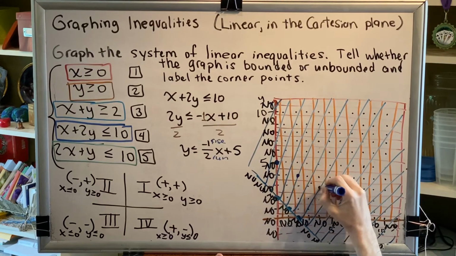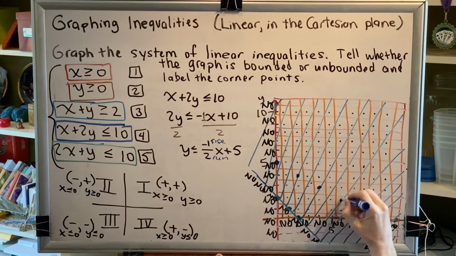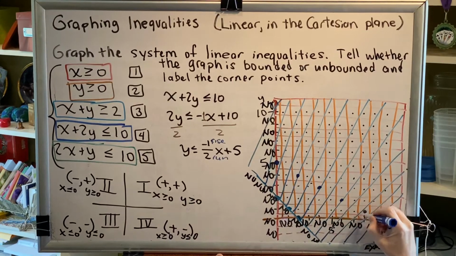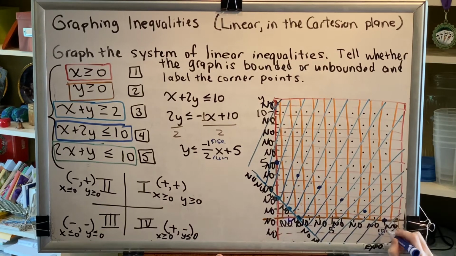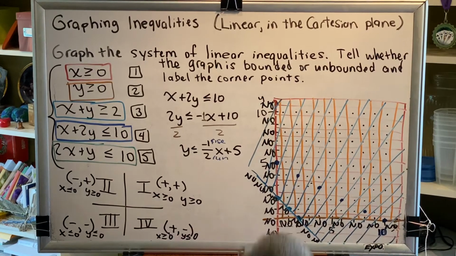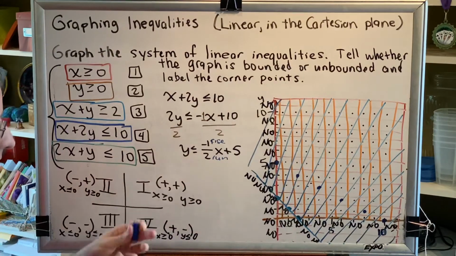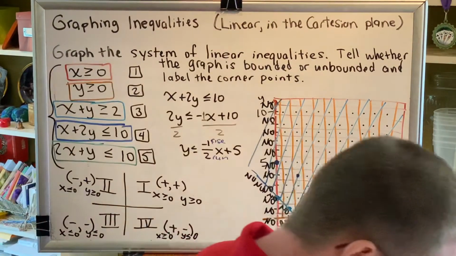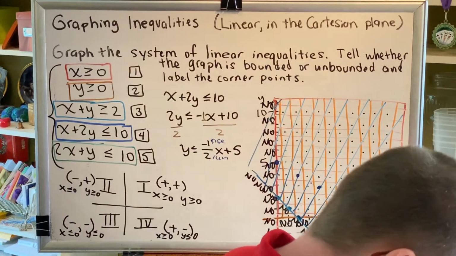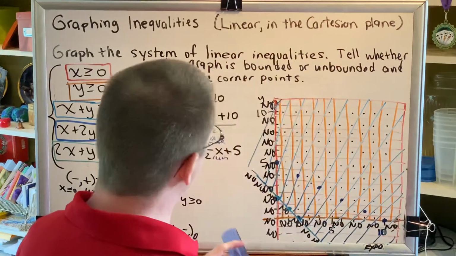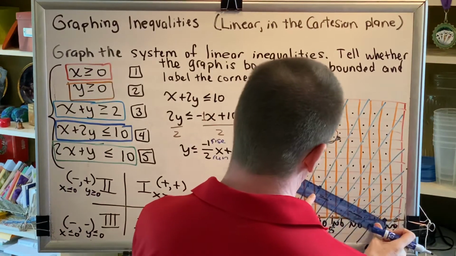Down 1 and 2 to the right would be here, and again for each of the following points. And it looks like we're going to hit the x-axis at 10. It's a solid line because the inequality says less than or equal to. And so we're going to go ahead and draw a solid line connecting all of these dots.